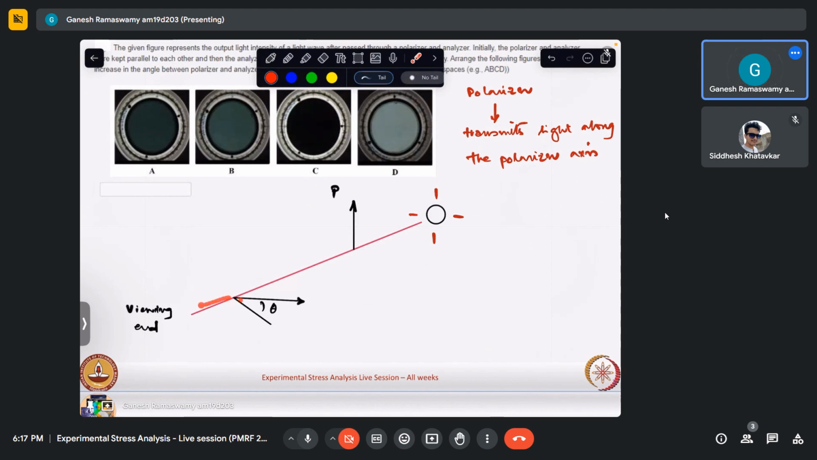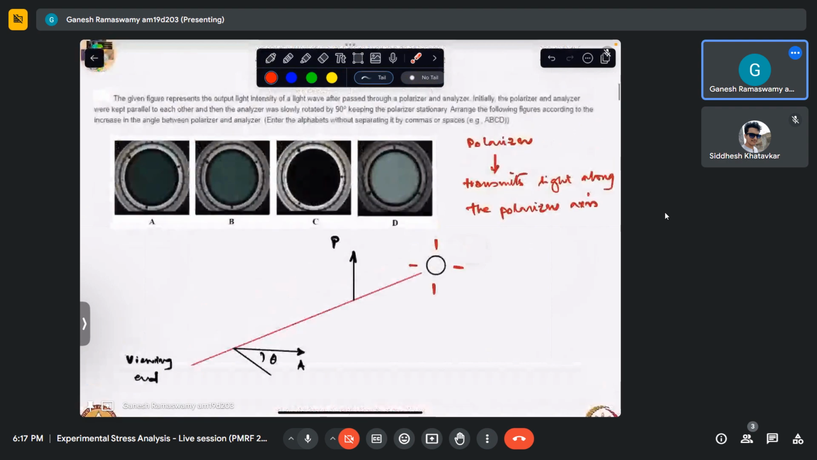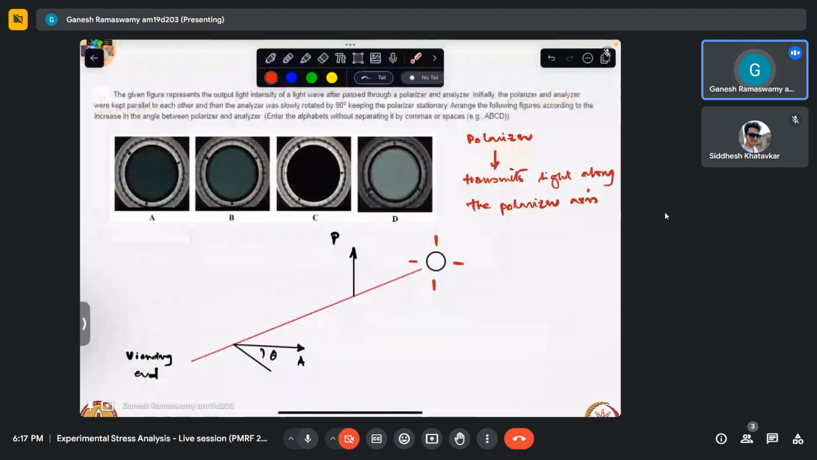Since we are trying to study the light that is coming out of this, essentially we're trying to analyze that light, which is why we call this an analyzer. Just to differentiate this from the polarizer, essentially both are polarizing sheets only, linear polarizing sheets. The question says that initially the polarizer and analyzer were kept parallel, and then the analyzer was slowly rotated by 90 degrees, keeping the polarizer stationary.